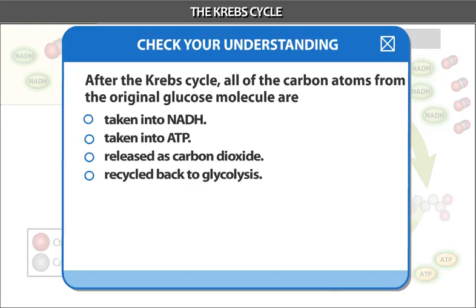After the Krebs cycle, all of the carbon atoms from the original glucose molecule are taken into NADH, taken into ATP, released as carbon dioxide, or recycled back to glycolysis. And the correct answer is: released as carbon dioxide.